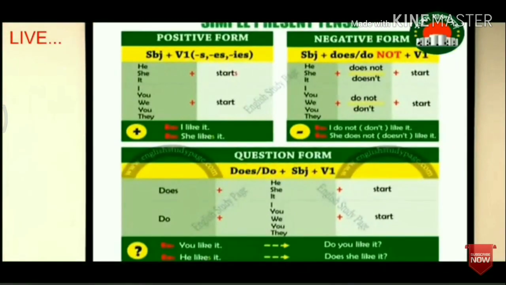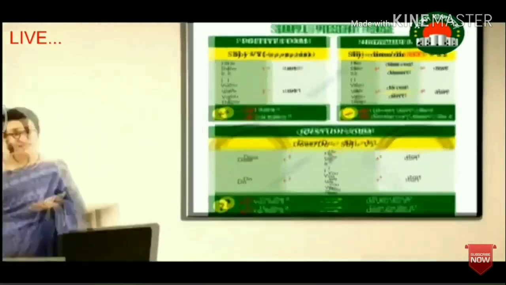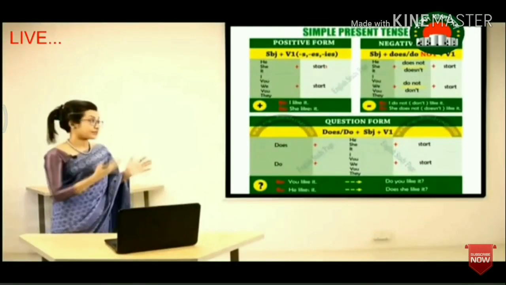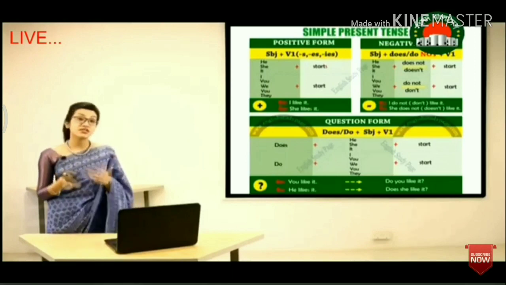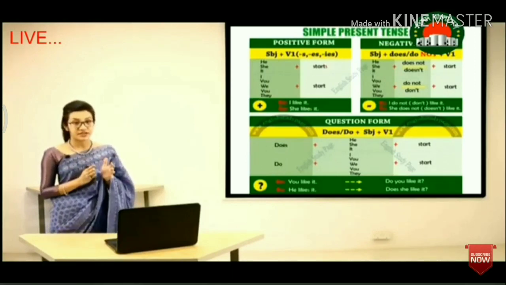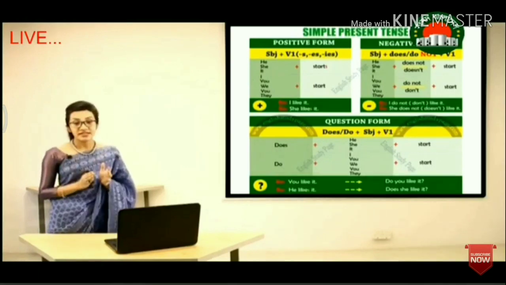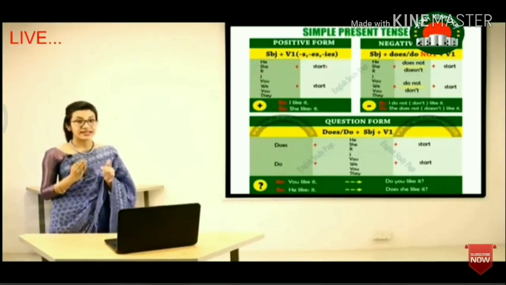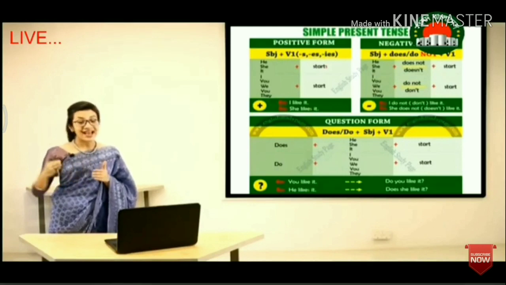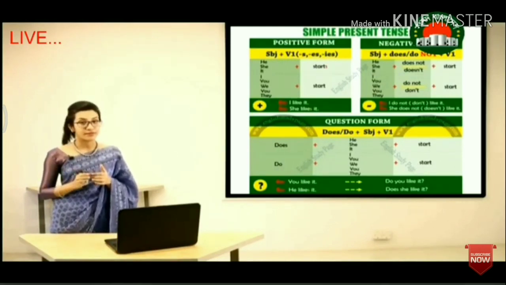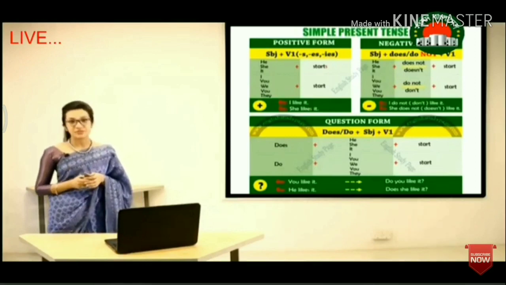For example, do you like it? Does she like it? So this is the same sentence that we have also used in present and negative. Just the structure has been different in here. So in this structure, what we can see, we have started the sentence with do or does, then we have put the subject, and at the end of the sentence, we have used the present form of the verb. Do not forget to use the question mark at the end.